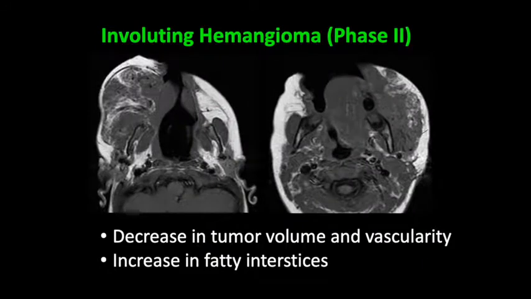Now, as they enter phase 2, the involuting phase, they will tend to decrease in volume, so they will become less bulky. They'll decrease in enhancement, and they will increase in their volume of these fatty interstices, as you can see on the two different patients' images.